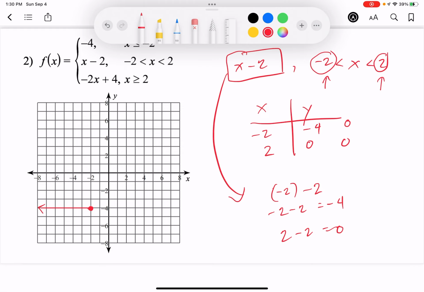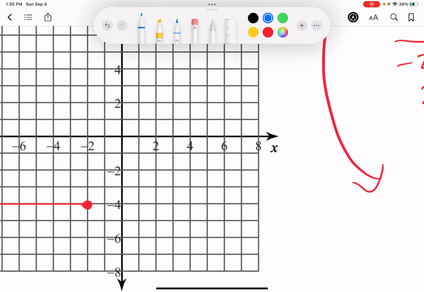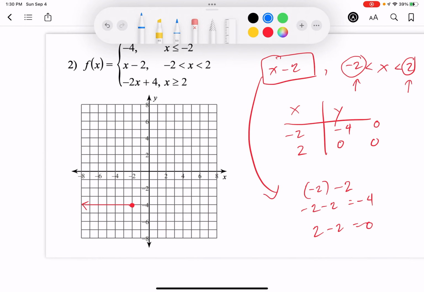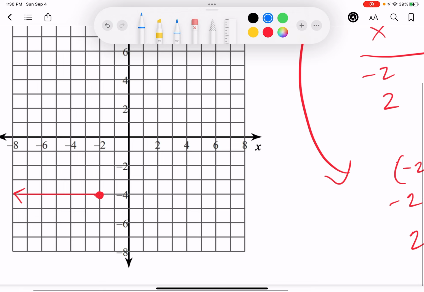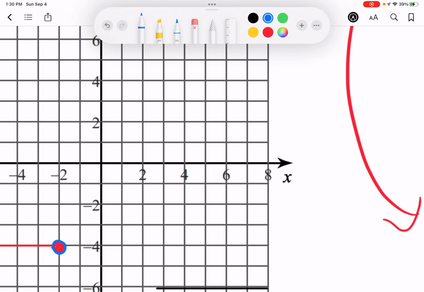Gamit tayo ng bagong kulay. Negative 2, ano ulit yun? Negative 2, negative 4. So negative 2, negative 4. Hollowed yan. Pero dati na siyang solid. So, it's still a solid. And then, at 2, 0. 2, 0. Dito siya.